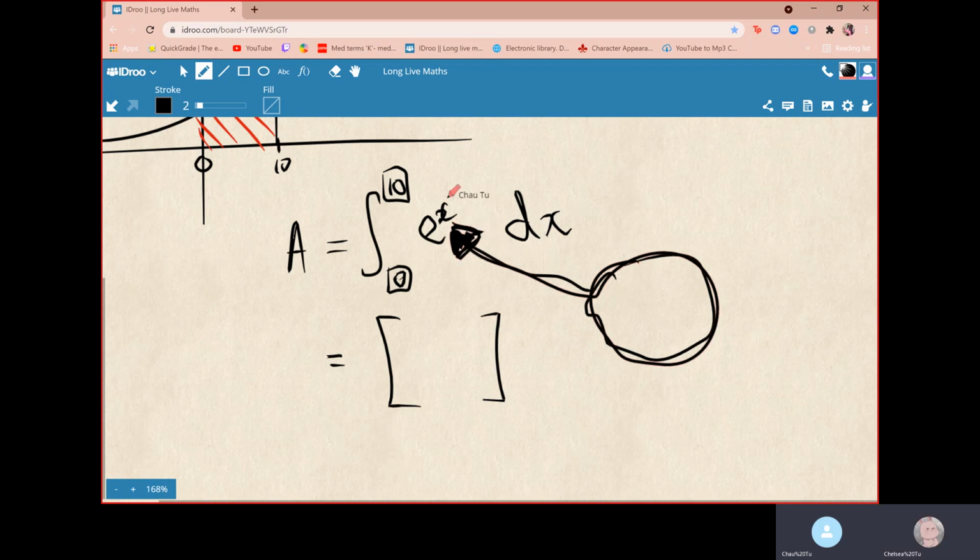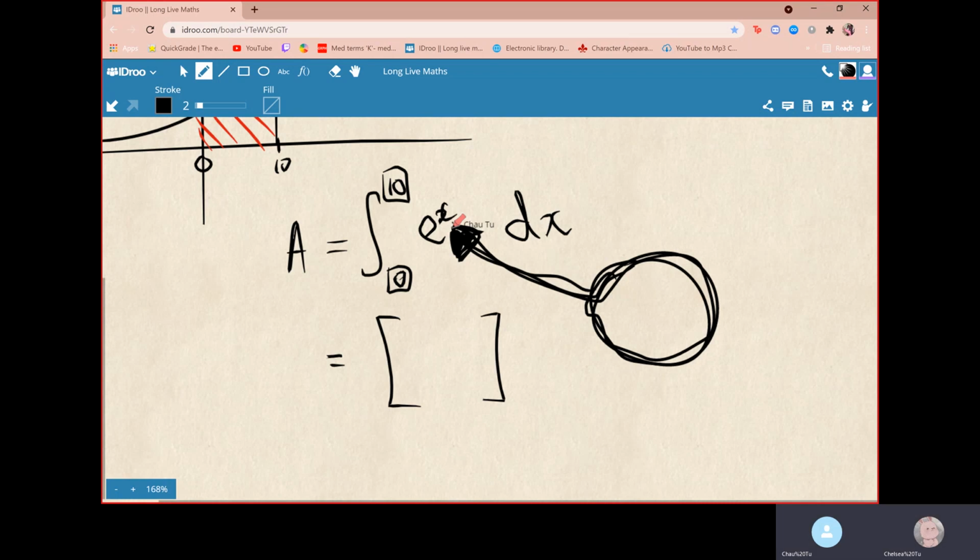What do I do with the e? Well, you've got to find something out there such that when you differentiate it, it gives you e to the power of x. What is it? Easy. It's very easy.